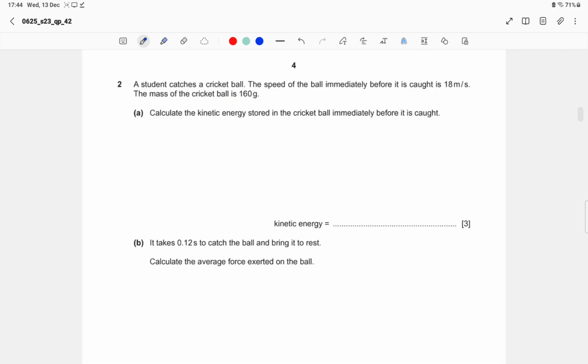A student catches the ball. The speed of the ball immediately before it is caught is this velocity. The mass is this; you need to convert it into kg. Calculate the kinetic energy. Is it mv? Oh sorry, it is half mv squared. So half times 160 divided by 1000, and velocity is 18 squared. So this is going to be 26 joules. So this is your final answer.